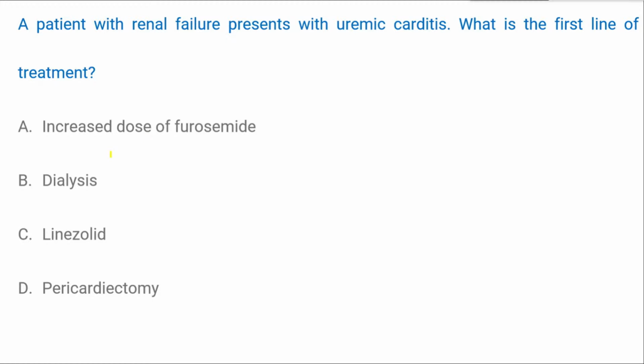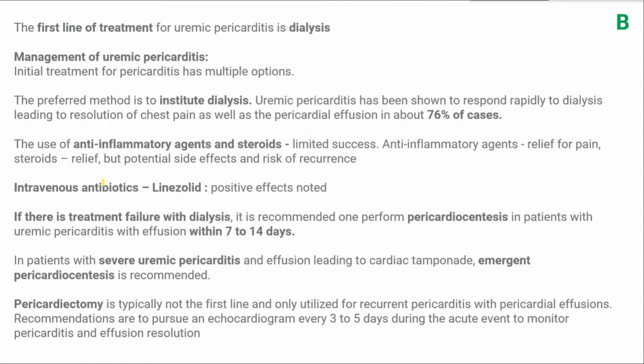The answer is dialysis. First, we try dialysis. That is the first line for uremic pericarditis. Through studies it has been derived that 76% of the patients respond to dialysis. Other than that, anti-inflammatory agents and steroids are given, but their success rate is limited. Anti-inflammatory agents will give relief for pain, and steroids will obviously give a positive effect, but steroids have more adverse effects than positive effects. So steroids are not first line of therapy.